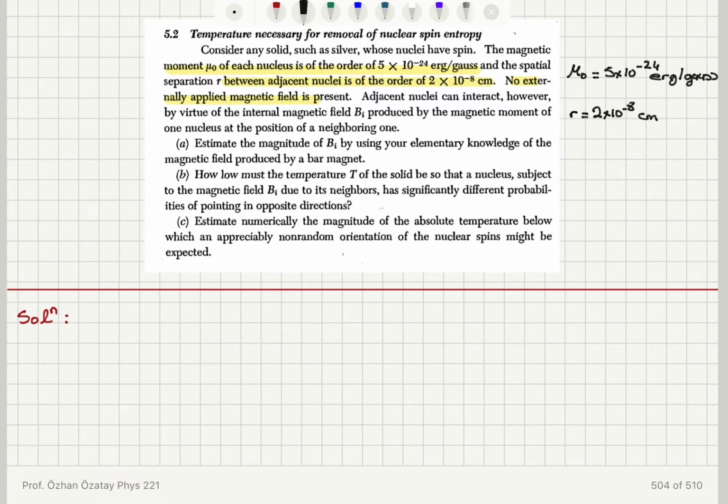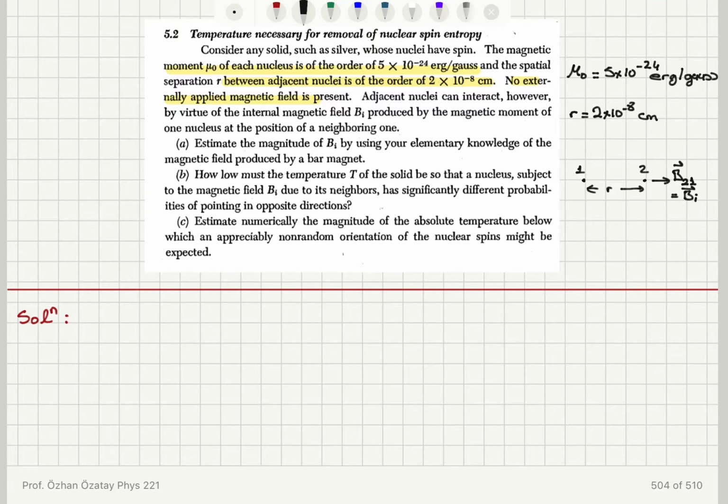So what happens is you have two nuclei at this distance r between them, and the magnetic field produced by this one, let's call this 1, 2, the magnetic field created by 1 acting on 2, the magnetic field on 2 due to 1, is the B internal. Okay, so we're going to estimate how much this magnetic field is. I'm just showing this direction for demonstration purposes, so that's not necessarily the direction of the magnetic field.